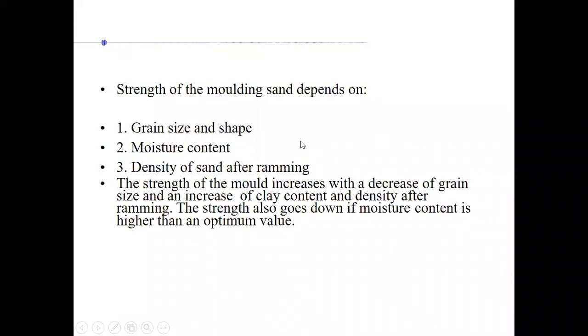Strength of the molding sand depends on grain size and shape, moisture content, density of sand after ramming, as I said, right? All these things. Strength of the mold increases with a decrease in grain size and an increase of clay content and density after ramming. This also goes down if moisture content is higher than the optimal value. So the moisture content, as I said, shouldn't be too high or too low. It should be an optimum value. Otherwise, the strength would go down if the moisture content exceeds.